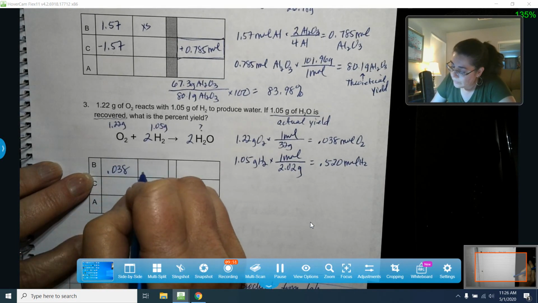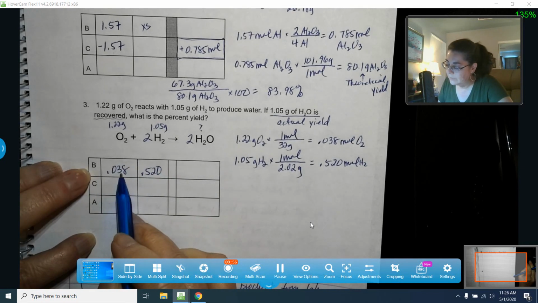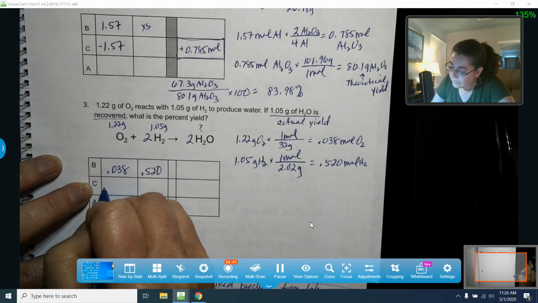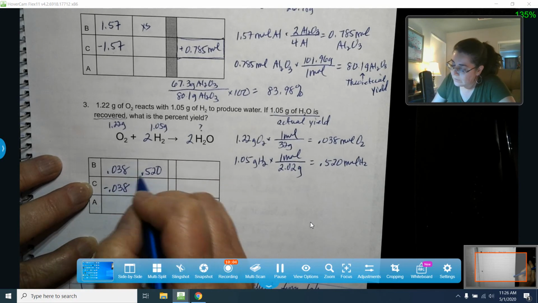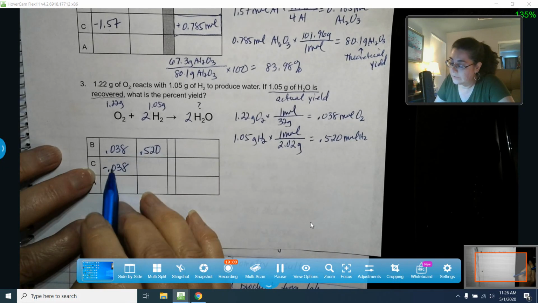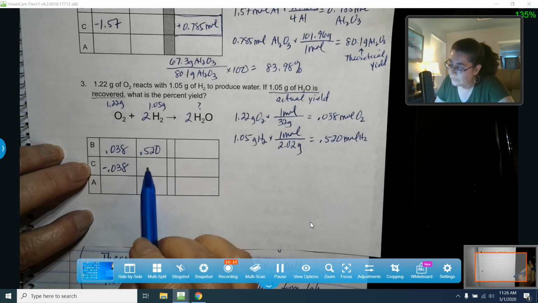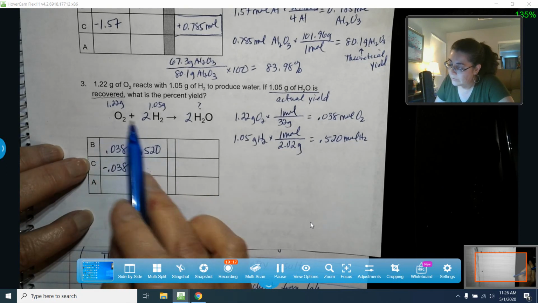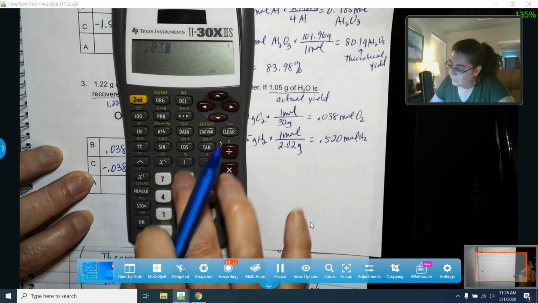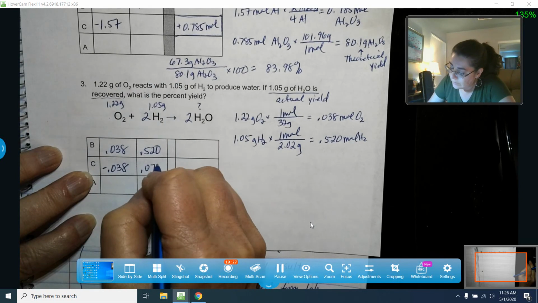0.038, 0.520. Which one's going to run out? It looks like this one, so let's check it. I'll use this as my limiting reactant, which means it's going to determine everything else. So I'm going to figure out how much of this is going to get used up, and it's a 2-to-1 ratio, so it's double that. 0.038 times 2, 0.076. Yep, that's going to work, right?